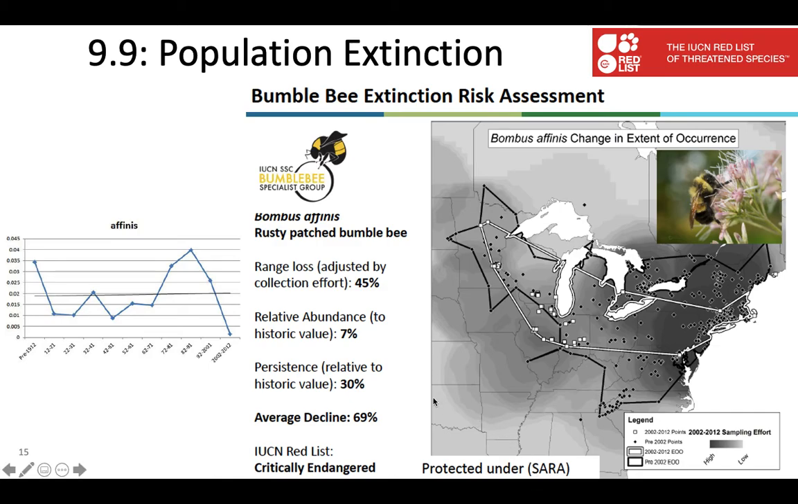And so this map here displays specimens that were from museums that were collected before 2002. This is the distribution of them after 2002 through 2012, and it's much, much smaller than it was previously, and so there's an average decline of 69% in this bumblebee species. Yeah, not great. But with tools like the population modeling that I showed you, we might be able to help save the species.